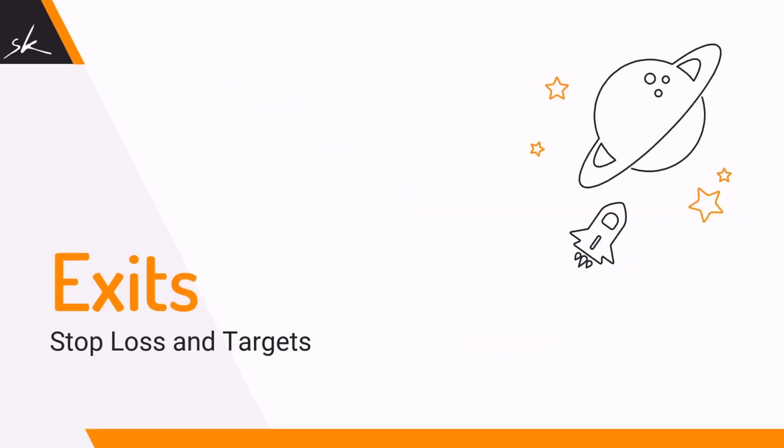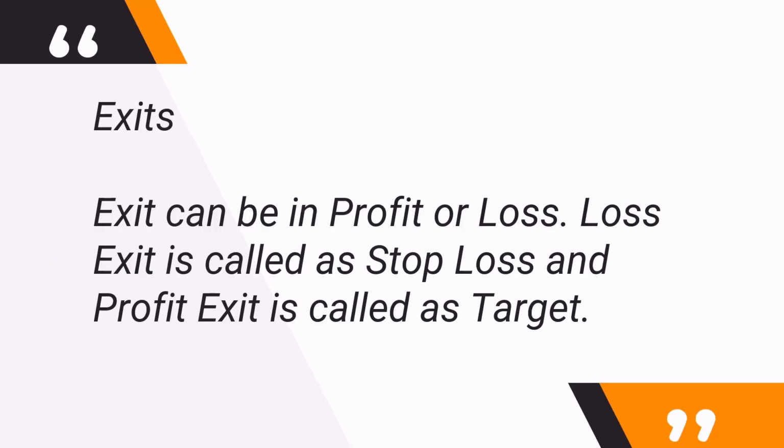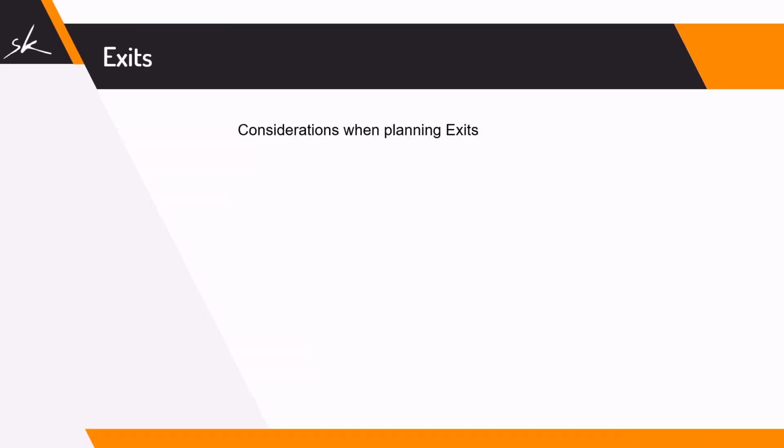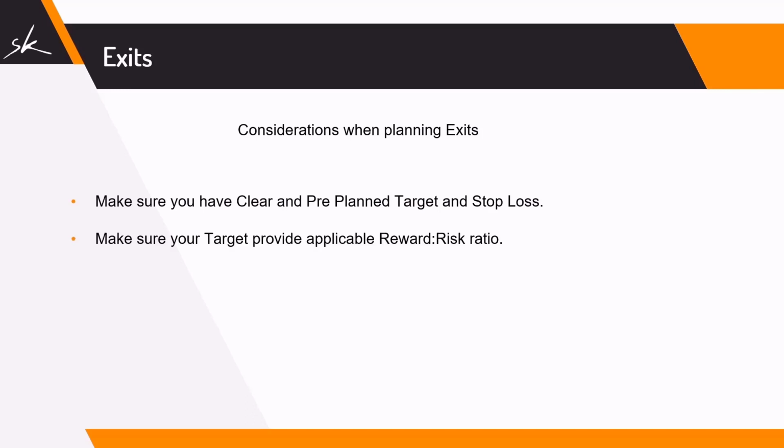After entering a trade, we also need to close the trade by exiting it. Exit can be in profit or loss. Loss exit is called a stop loss and profit exit is called a target. When planning exits, make sure you have a clear and pre-planned target and stop loss. The targets should provide you applicable reward to risk ratios. For intraday trades, we need a minimum reward to risk ratio of 2:1, and for overnight trades, we need a minimum reward to risk ratio of 3:1.